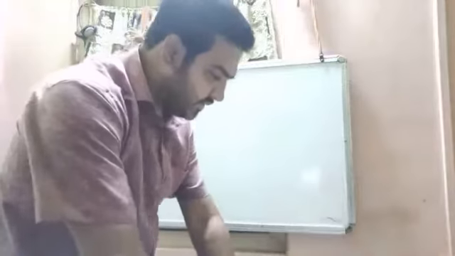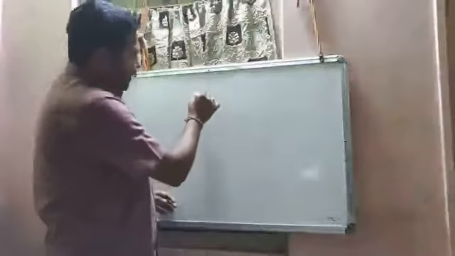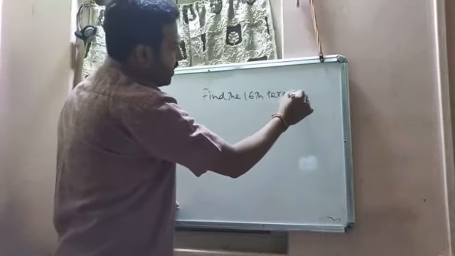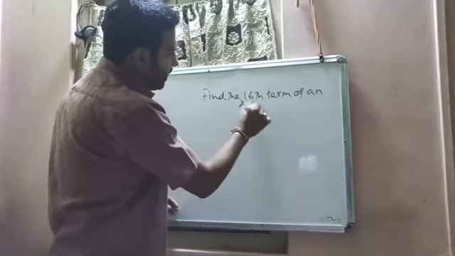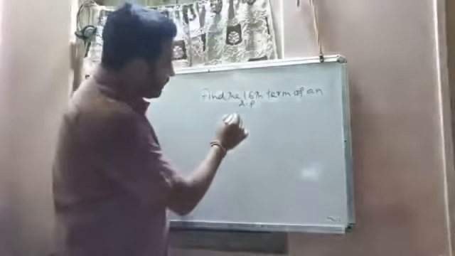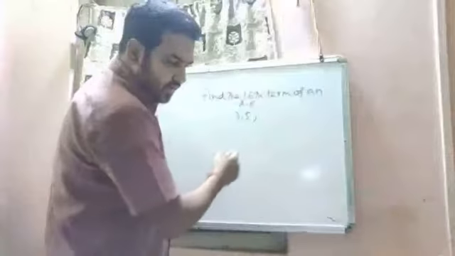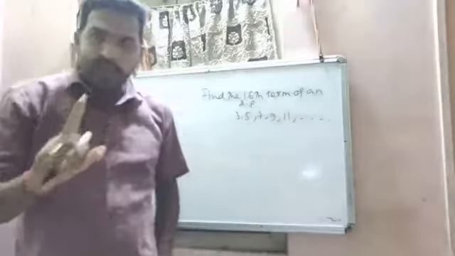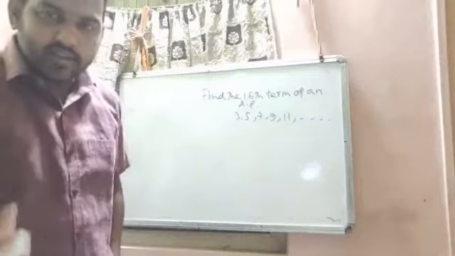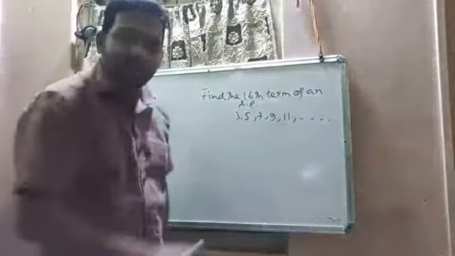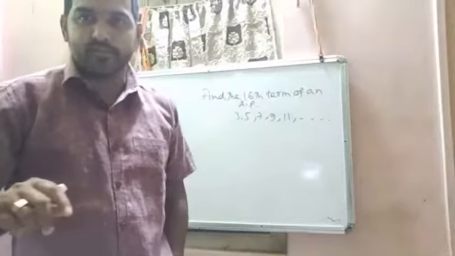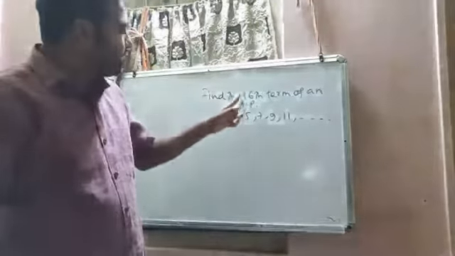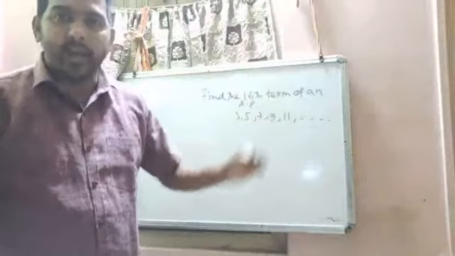The next question is: find the 16th term of an AP 3, 5, 7, 9, 11, and so on. So this is an AP given. Already it has been given in the question that the numbers are in AP. So you don't need to find whether the common difference is constant, it is constant here. We just need to find the 16th term in the AP.